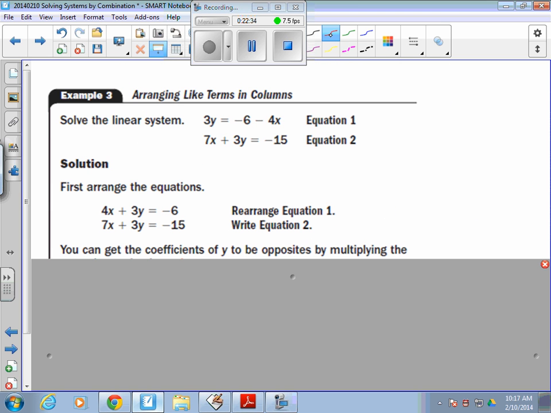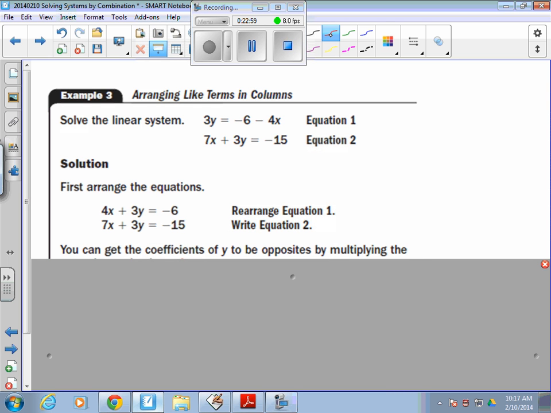And then example number 3 says solve the linear system. Now notice what's going on with this one. The x's and y's are not on top of each other. You have to rearrange one of the equations. The example chose to rearrange the first equation. It says 3y equals negative 6 minus 4x.